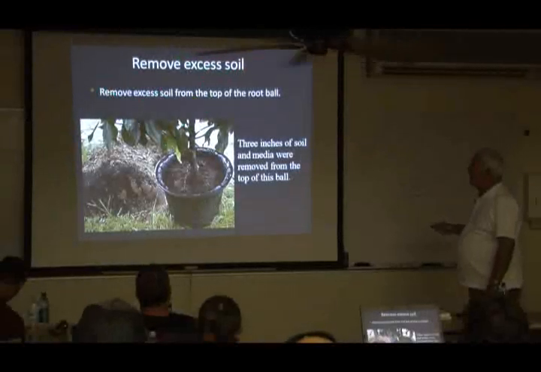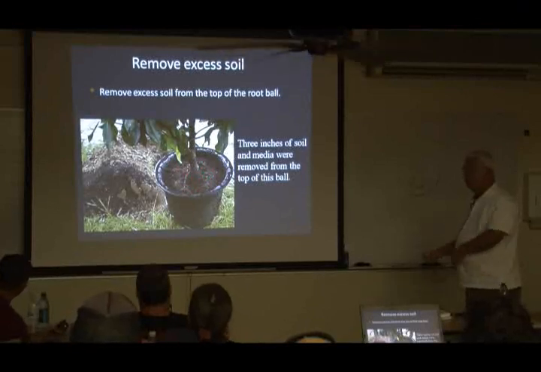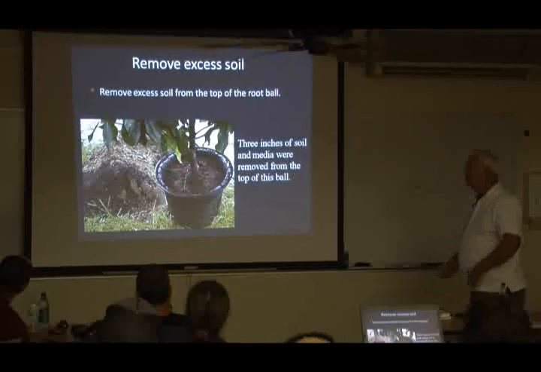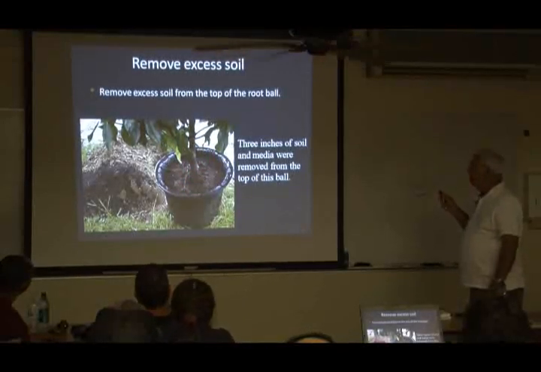Remove excess soil. Again, all this from the top. Three inches of soil here were removed. You can see all that soil was taken out of this pot to get down to the actual roots. What had happened here is they just dumped more potting soil on top. And if that had stayed there long enough, the bottom part of the tree could be already gone. Okay?